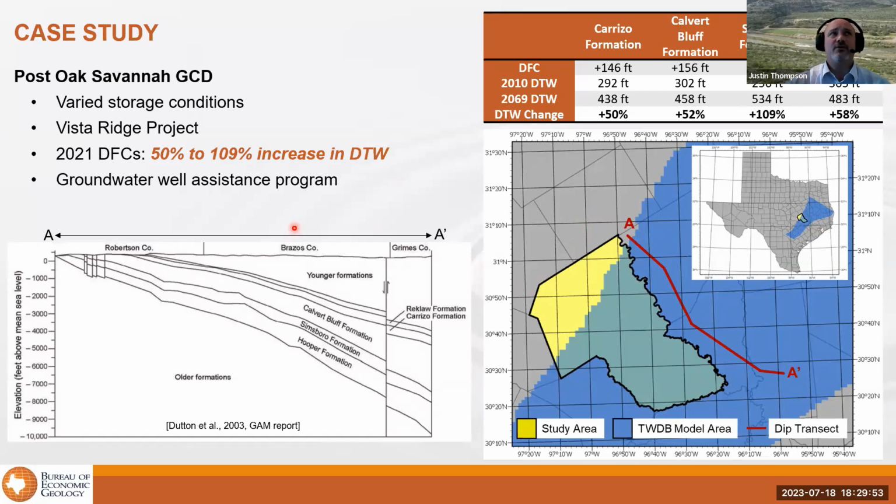Other reasons why we chose Post Oak Savannah GCD. Well, one, it's the home to the pumping field, the well field that serves the Vista Ridge project, which you may or may not have heard about. Vista Ridge, the well field is right about there, roundabout, and it supplies water to the city of San Antonio via pipeline over 100 miles away.